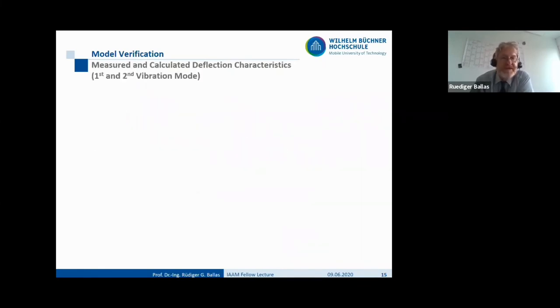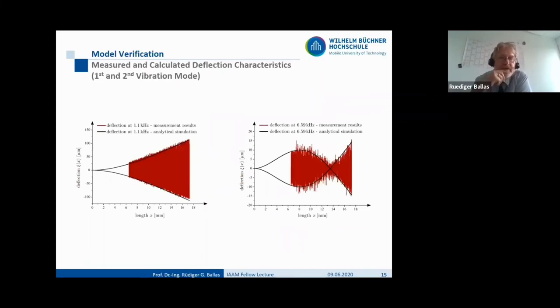Now, let's have a look at the measured and the calculated deflection characteristics here in the vibration mode of the first vibration mode. You see here in the first vibration mode at around about 1.1 kilohertz, I have a deflection of around about 100 microns over the length of nearly 70 millimeters. And the red one is the measured signal, the measured deflection from the triangulator system. And in black, the line is the calculated mode of the dynamic admittance matrix that was calculated before.